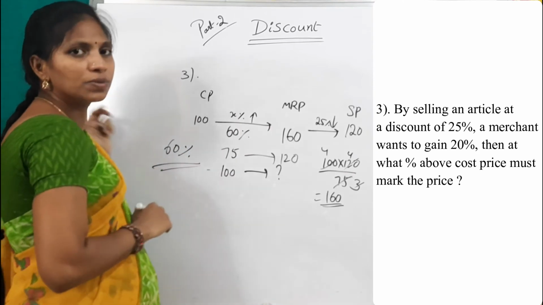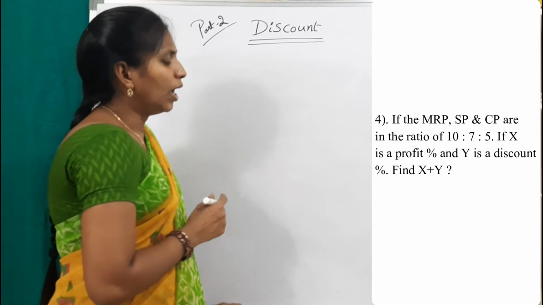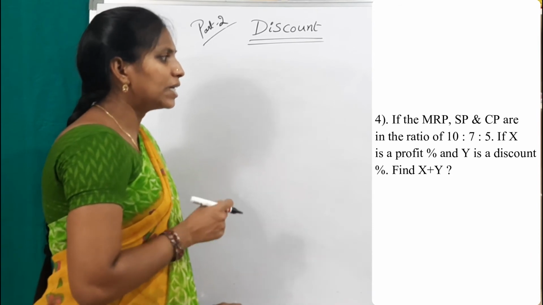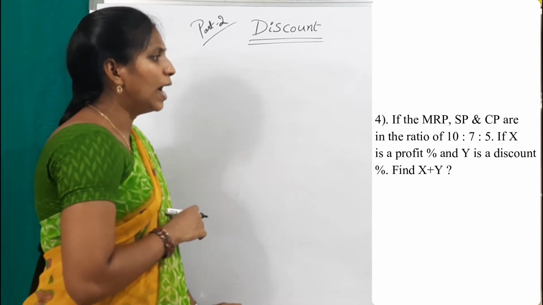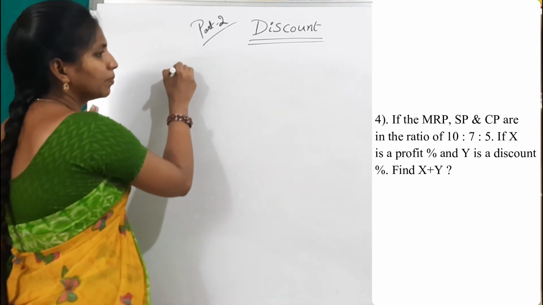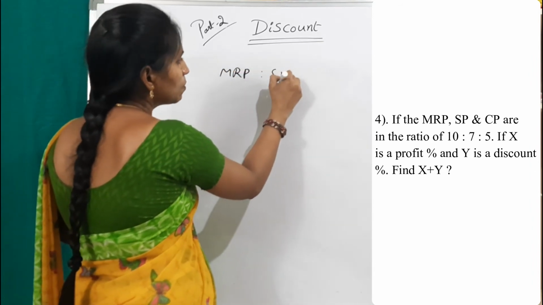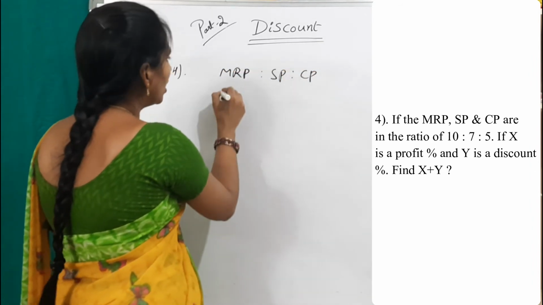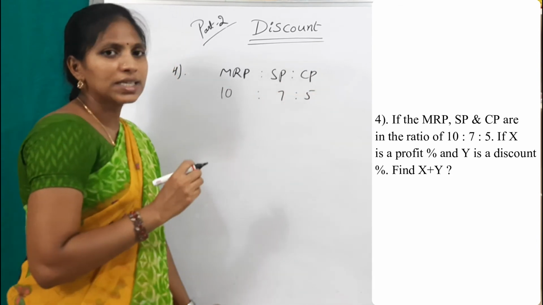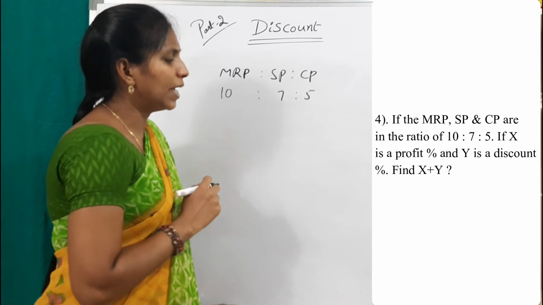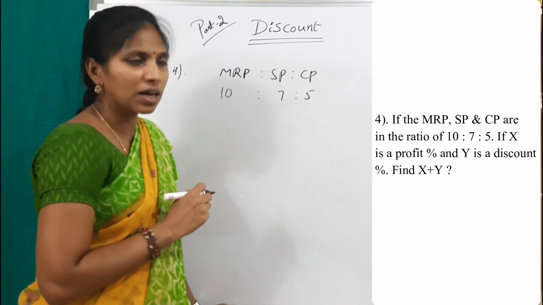60 percentage. So the answer for this question is 60 percentage. Now see the last question in this video, fourth question. If the MRP, SP and CP, market price, selling price and cost price, are in the ratio 10:7:5. If X is a profit percentage and Y is a discount percentage, then finally find out X plus Y.